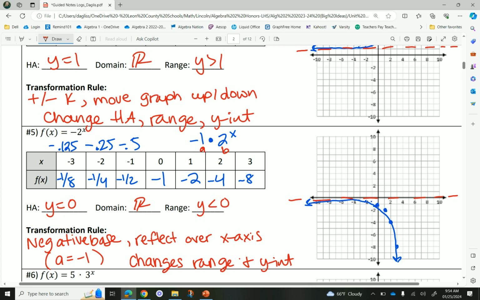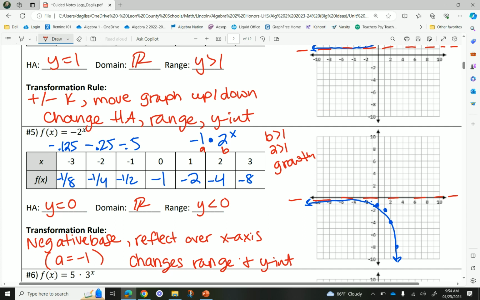Is this a growth or a decay? Which one is it? It's less than 1. What's my base, though? Oh, no. Yeah, the base is still 2. Yeah, our a value is the -1, so that's separated. The base is still 2. So since our base is still bigger than 1, this is still considered a growth. Okay, it was a reflected growth model.